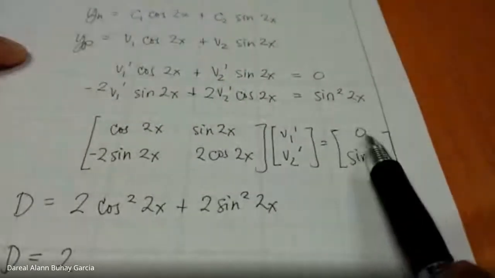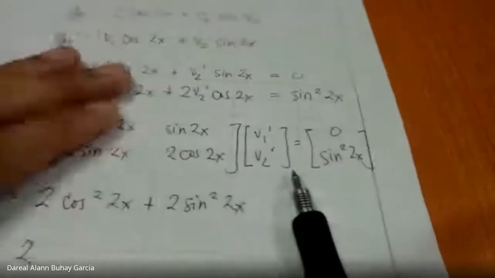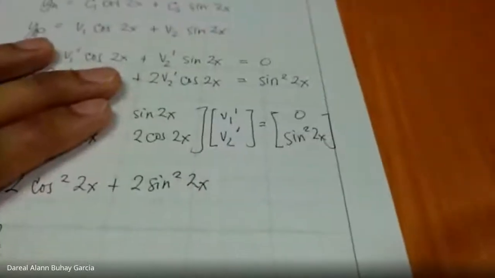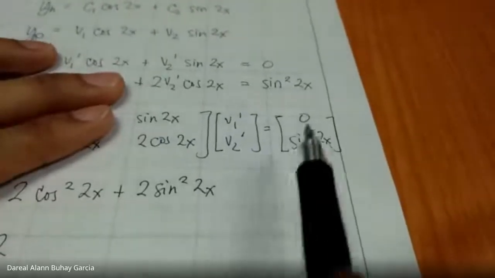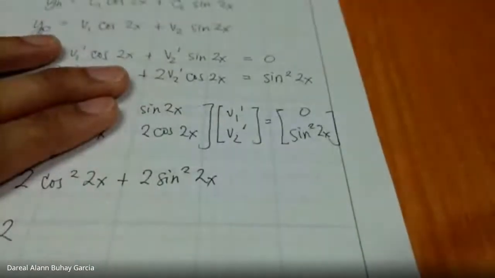Now the determinant of v1 prime. Replace the first column with the right hand side: 0 times 2 cos 2x minus sine squared 2x times 2 sin 2x, so 0 minus 2 sine cubed 2x, which is negative 2 sine cubed 2x. How about the determinant of v2 prime?